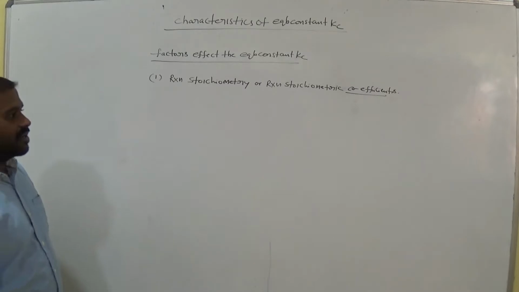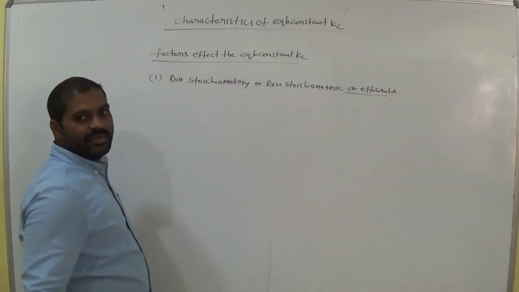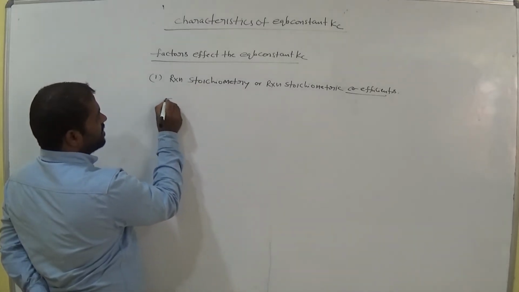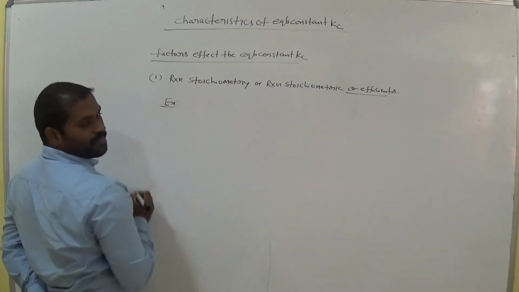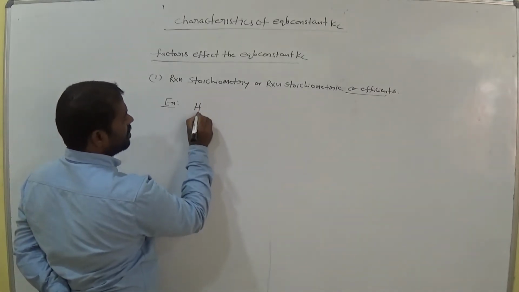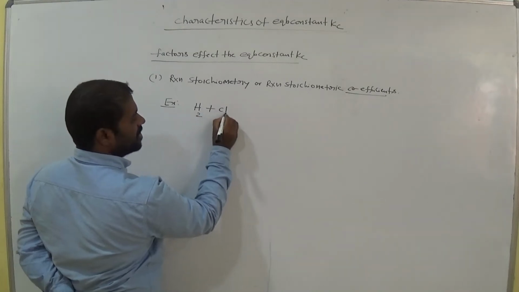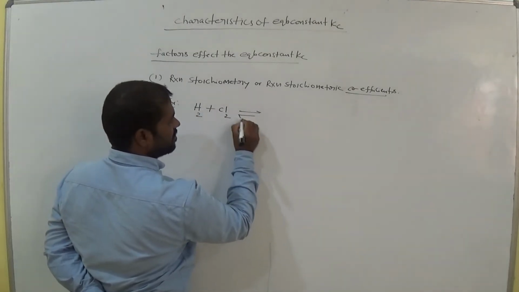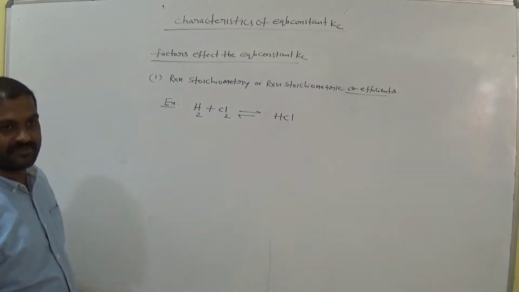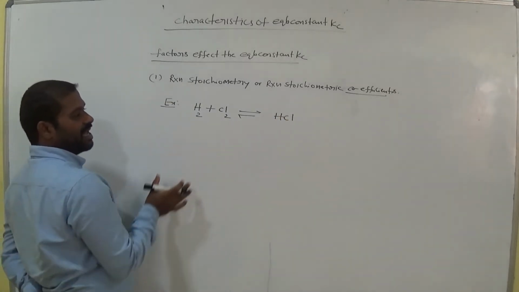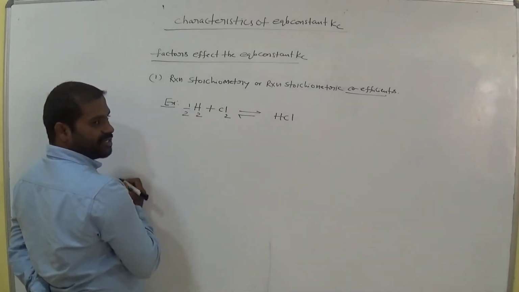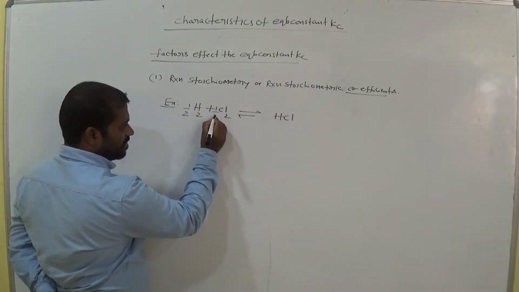Reaction stoichiometric coefficients. You know very well about the stoichiometric equation. For example, H2 plus Cl2 is reversible to HCl. This is the equation. Now we would like to balance this equation. Keep 1 by 2 and keep here 1 by 2.